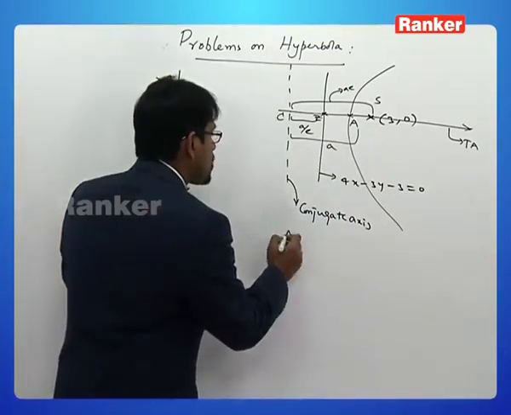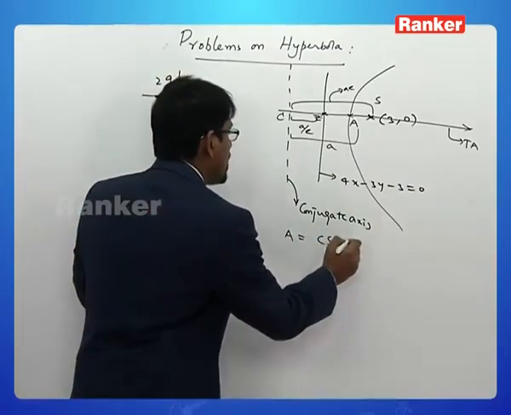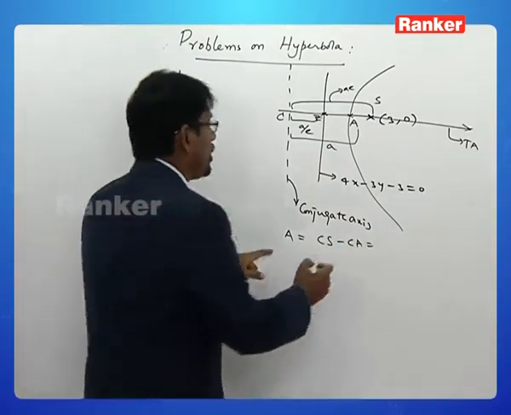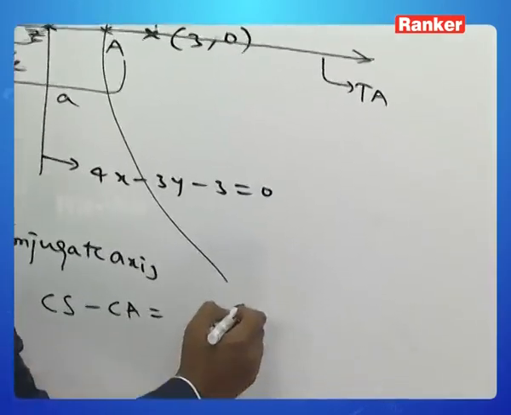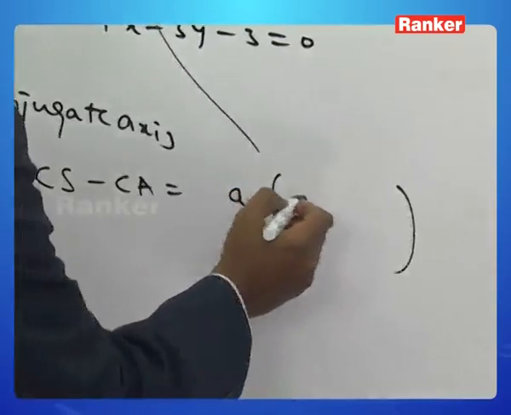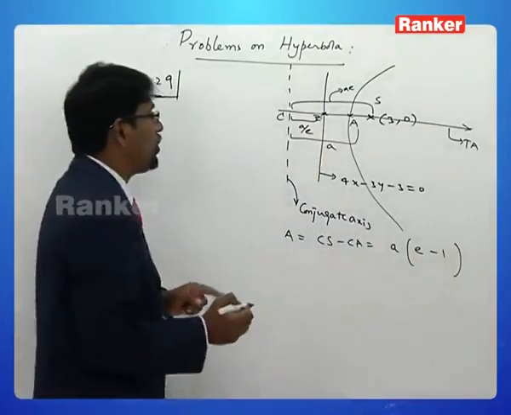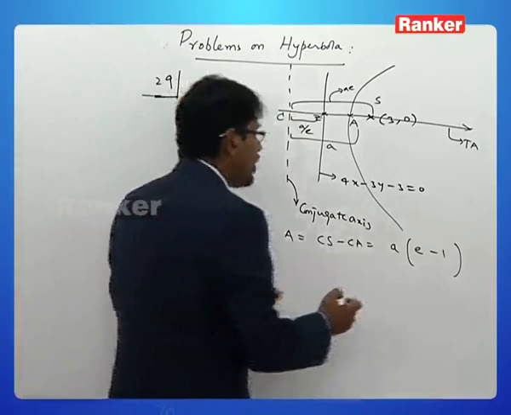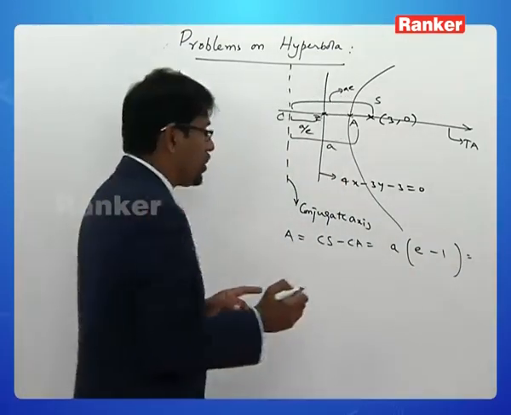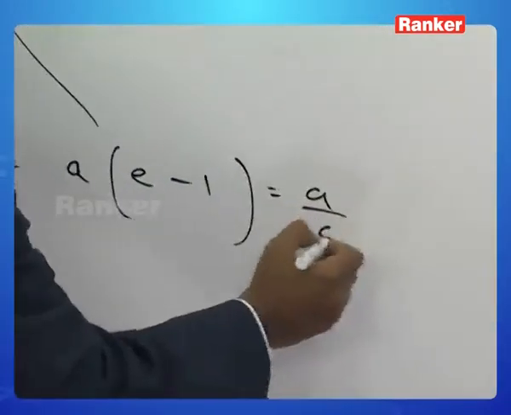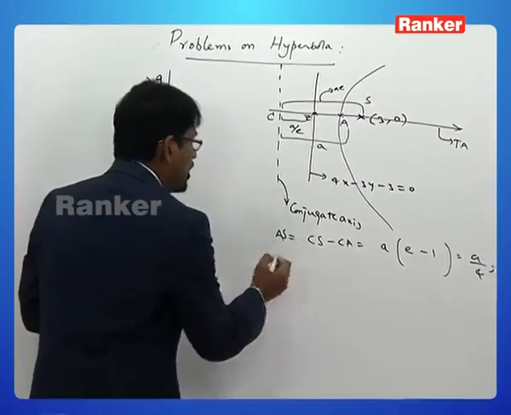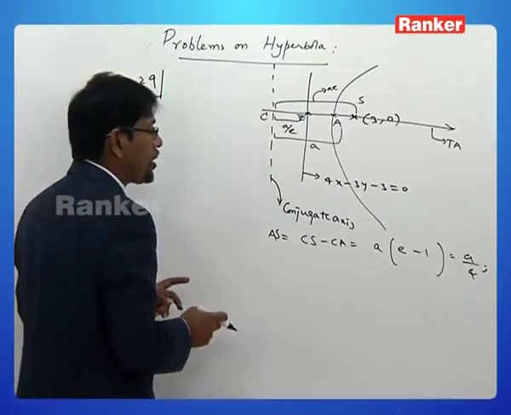So AS has to be equal to CS minus CA. What is CS? AE. So we'll take A common. That's going to be A into E minus 1. But what is our E? 5 by 4. So that's going to be A by 4. So your AS is CS minus CA, and that is equal to A by 4.